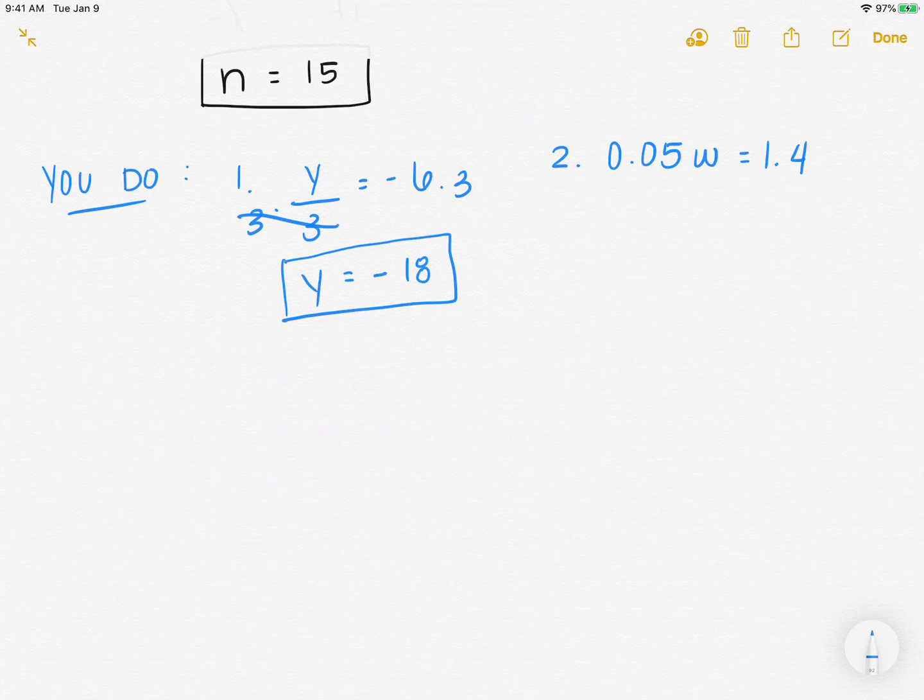Then my second one has 0.05w equals 1.4. So in order to get rid of that 0.05, that's multiplying the w, my opposite of multiplying is divide. So I divide both sides. w equals 1.4 divided by 0.05. When I put that in my calculator, I get 28.